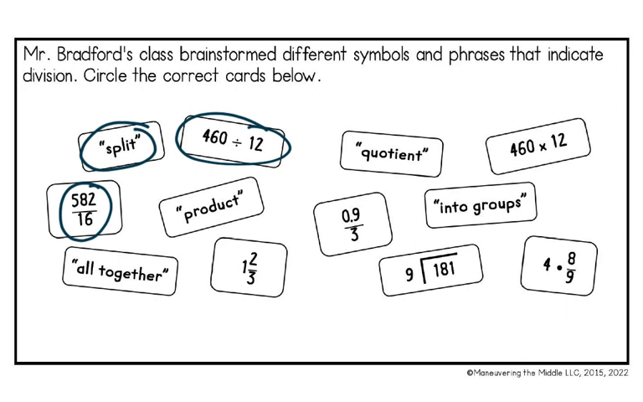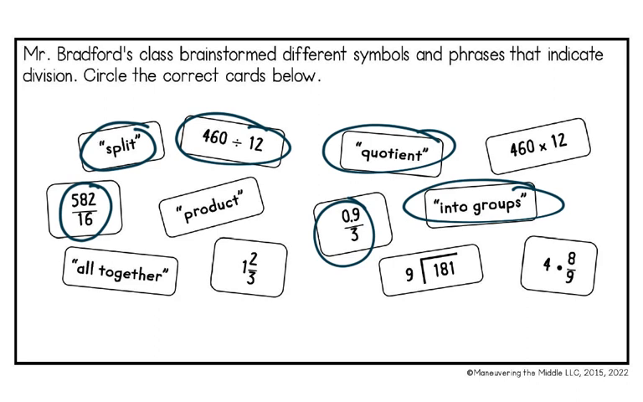1 2/3, that is a mixed number. We are not dividing. If we are finding the quotient of something, that is the answer to a division problem. If we have 0.9 over 3, that is a fraction, which is dividing. If we have 460 times 12, that's not dividing because it has a multiplication symbol. If we are putting something into groups, we are dividing whatever that is into the different groups.